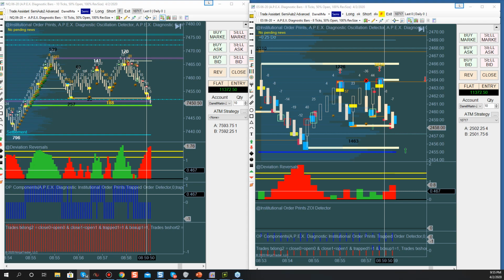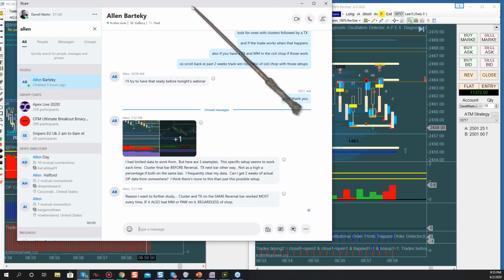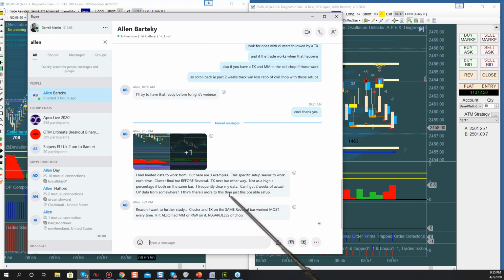Alan, you said you sent me a Skype. So Alan went and did some homework today, and he put on here, here are 3 examples. The specific setup worked every time: the cluster on the final bar before the reversal, the TX on the next bar the other way, not as high a percentage if both are on the same bar. I frequently clear my data. Next week I get 2 weeks of actual OP. Yeah, you can get OP from me.